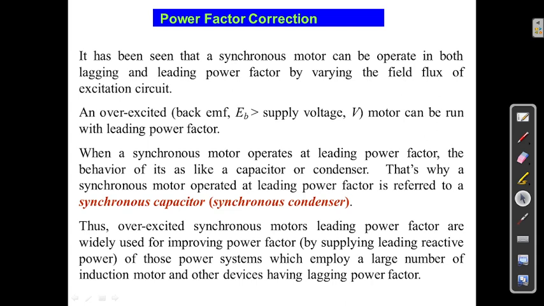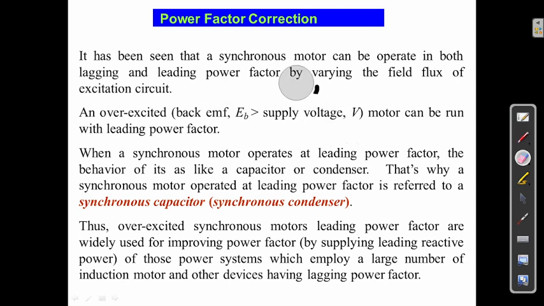Now the power factor correction in that motor. A synchronous motor can be operated at both lagging and leading power factor by varying the field flux excitation circuit. On overexcitation, the back EMF EB is greater than the supply voltage, and the motor can run with a leading power factor. The condition for a leading power factor is that the back EMF EB should be greater than the supply voltage. Then it will become a leading power factor.